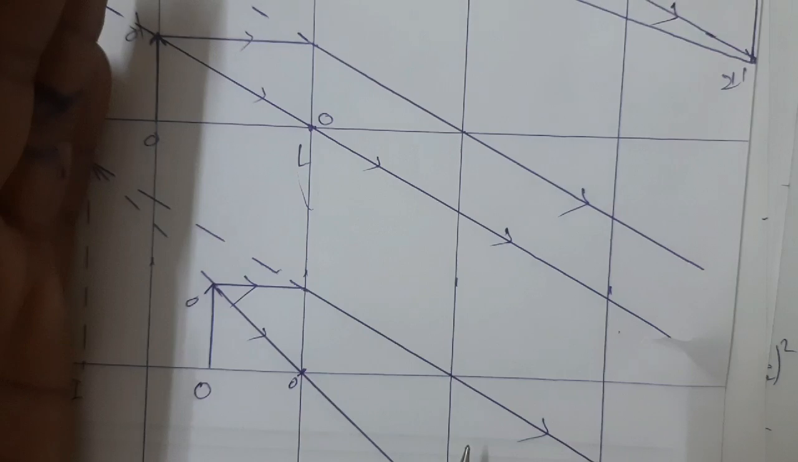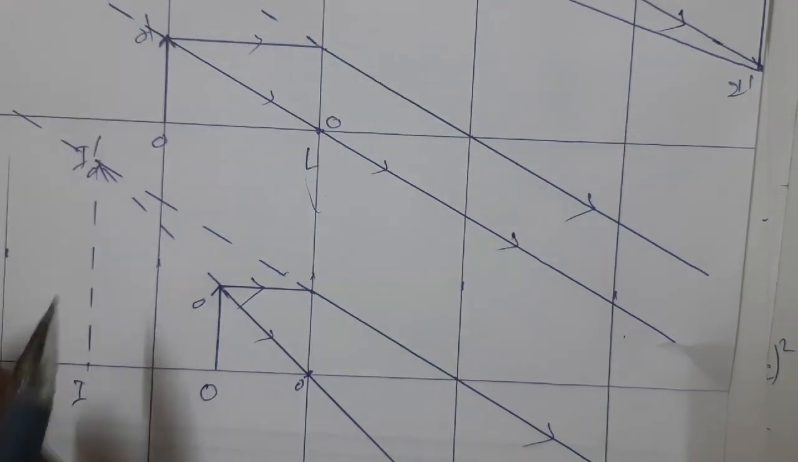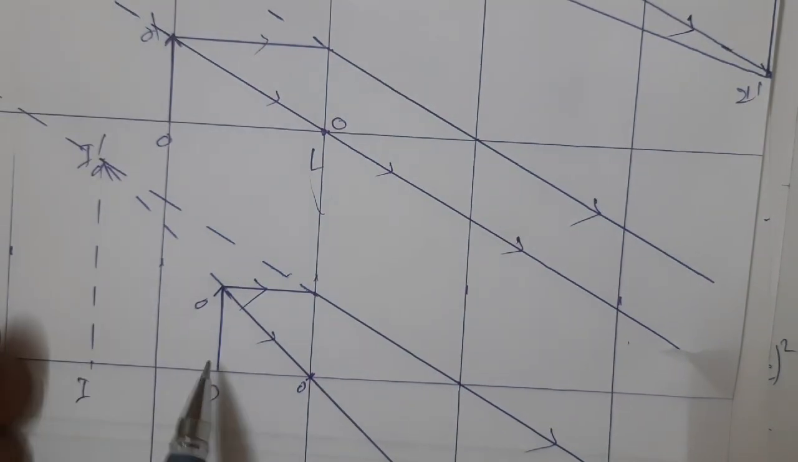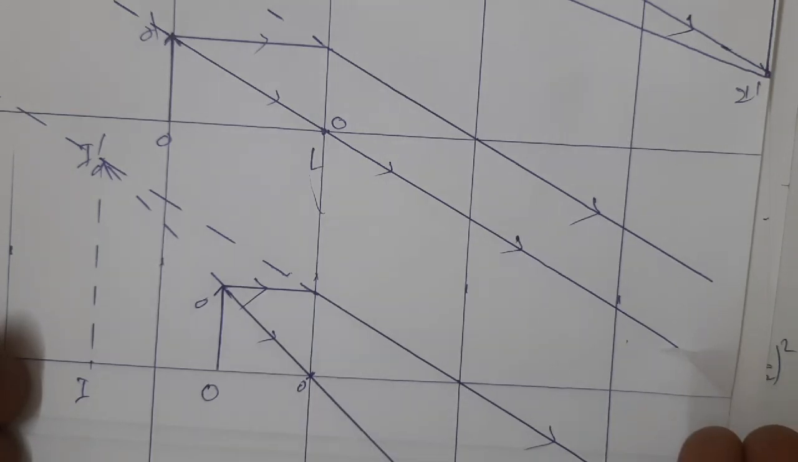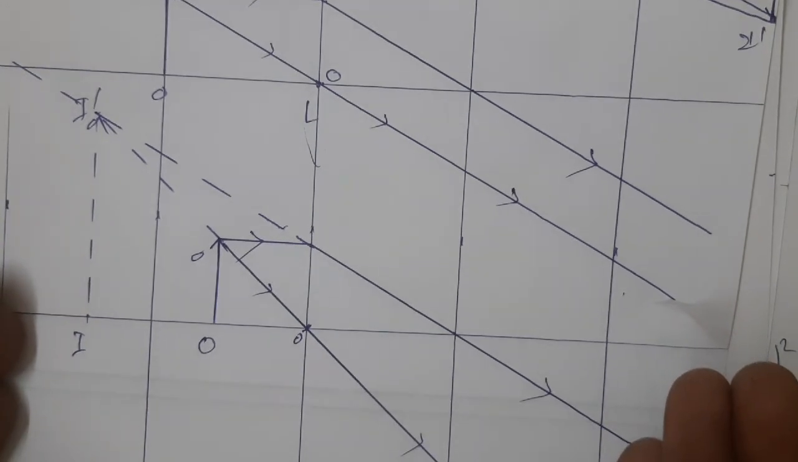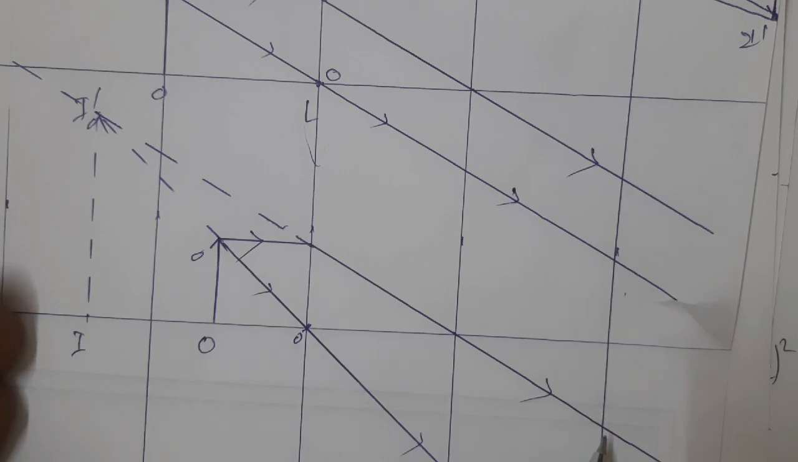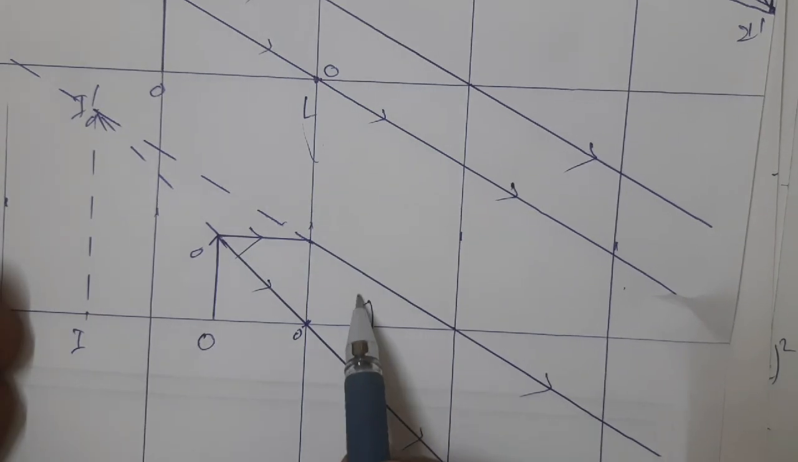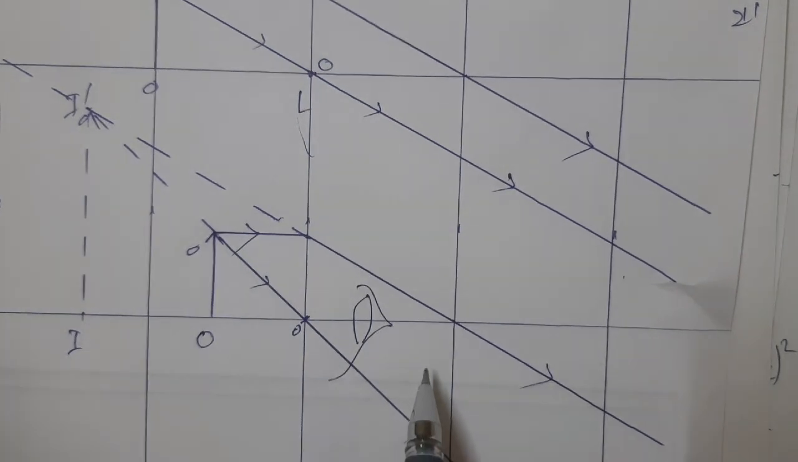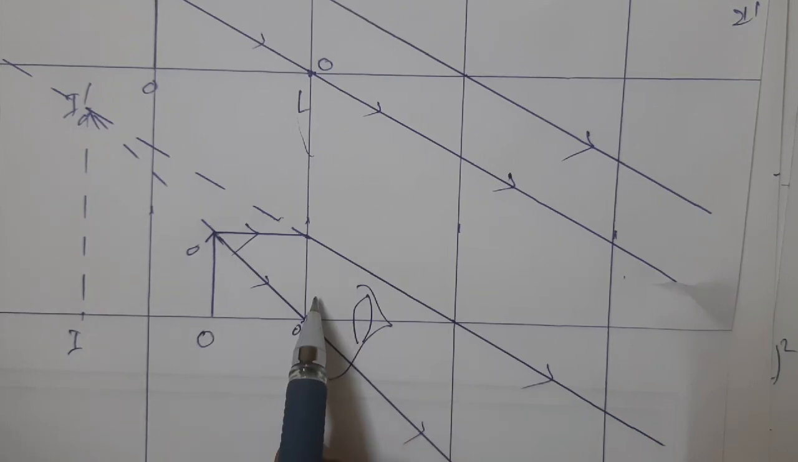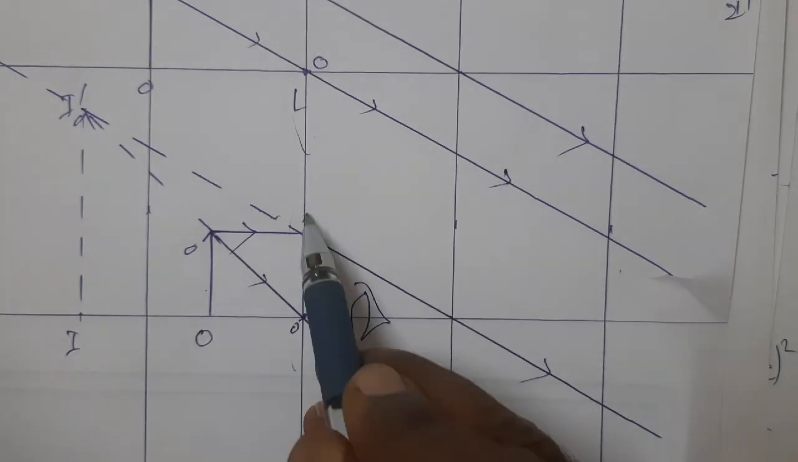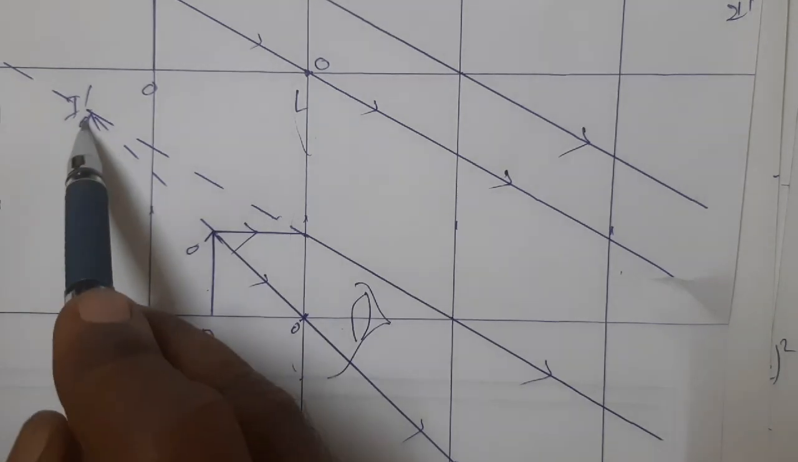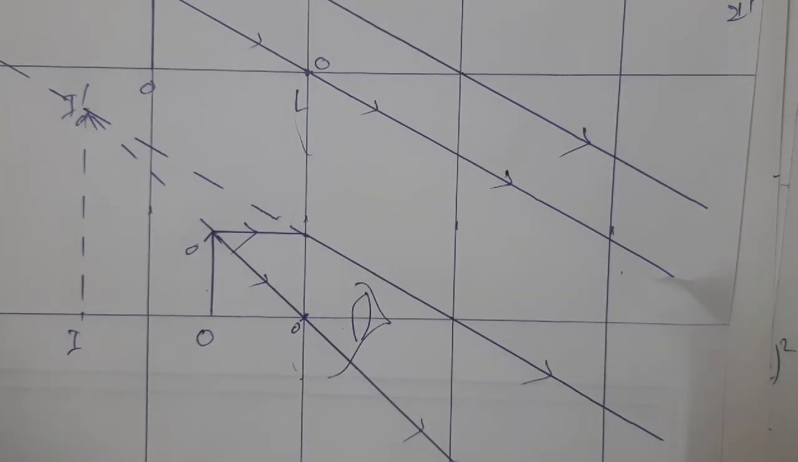If I keep a screen here, I cannot get the image on that screen because object is here, lens is here, and the image will be towards right side. But actual image will not be produced because the rays are diverging away from each other. Therefore, if I have to observe this image, I will have to observe through the lens. That means I will have to keep the eye somewhere here. And if I observe this object through this lens from this direction, then that will be observed at I dash. Now this is nothing but the magnification, correct?